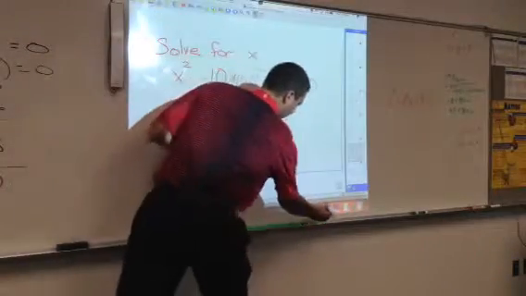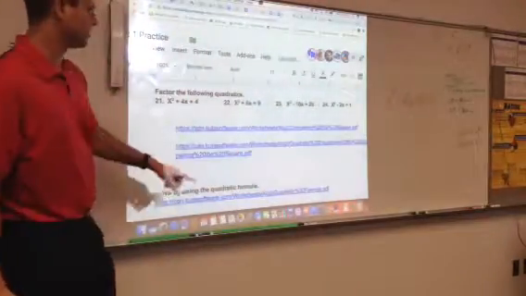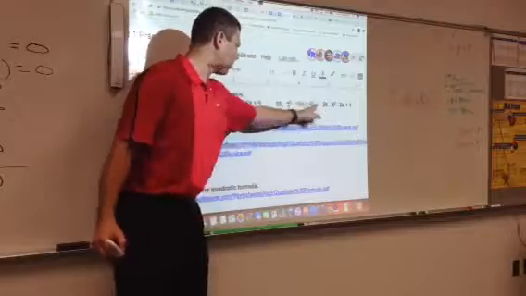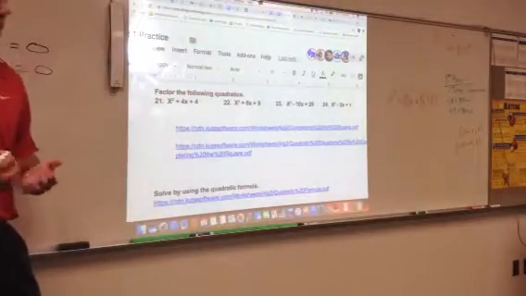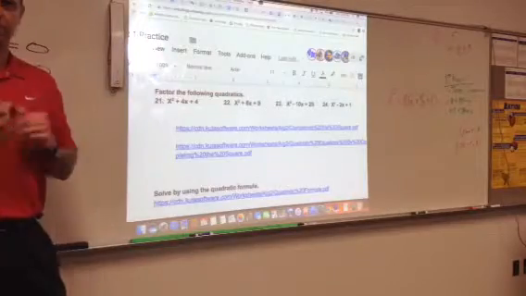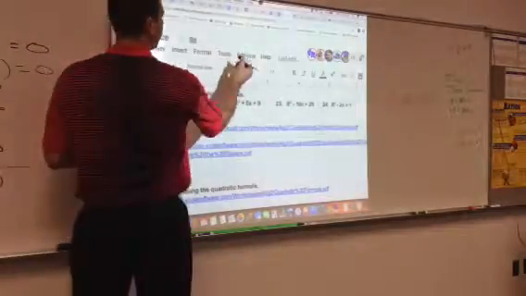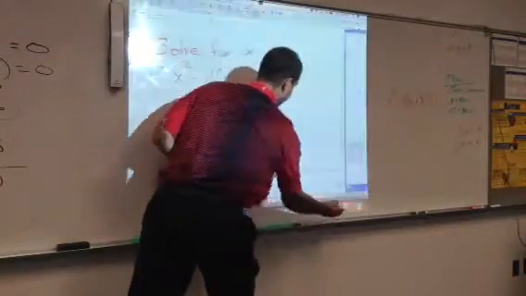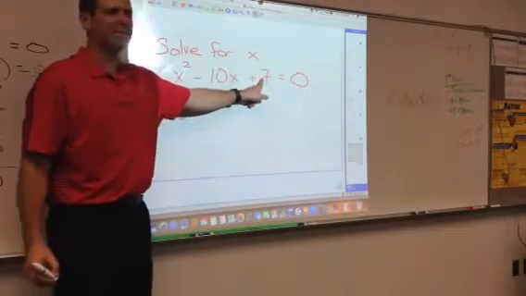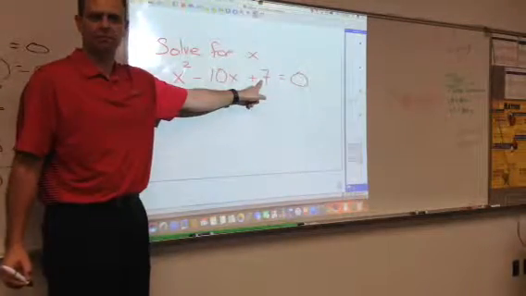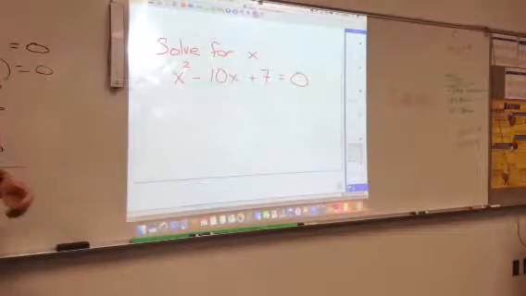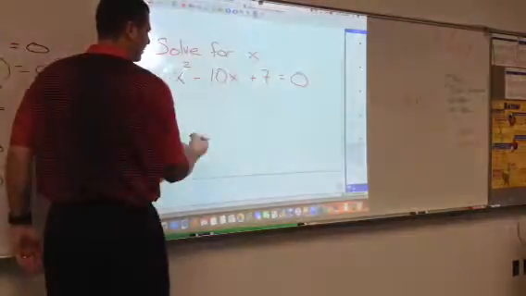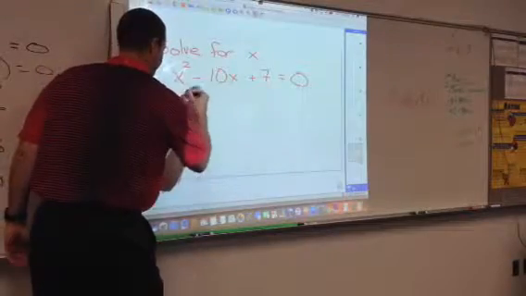I'm going to relate it back to our perfect squares. This is a perfect square, right? This x squared minus 10x plus 25, that's a perfect square. It's x minus 5, or x minus 5 squared. So the problem is, on the problem that I just showed you, that's not a 25, right? If it was a 25, then I'd have a perfect square. Okay? So what I'm going to do is I'm going to get rid of that 7 to the other side.